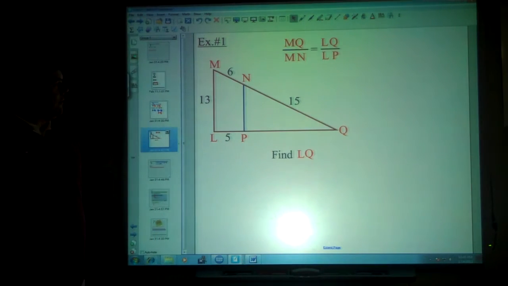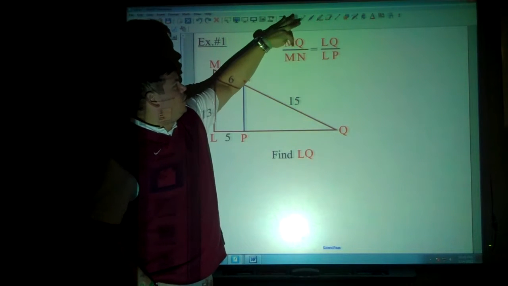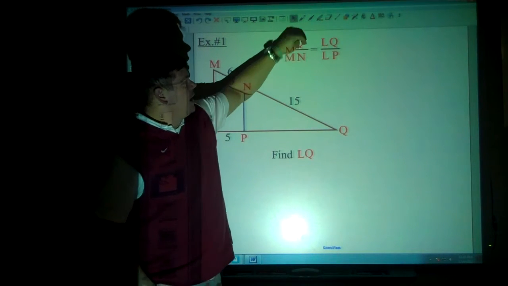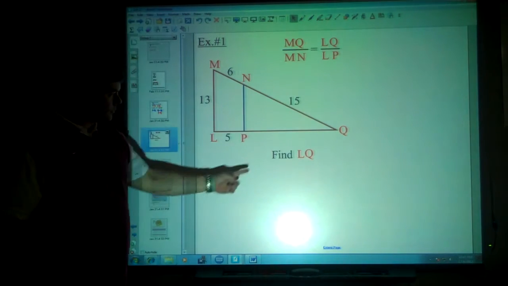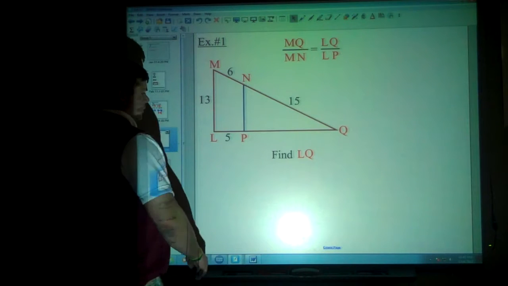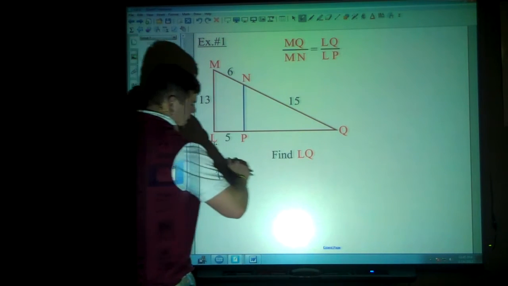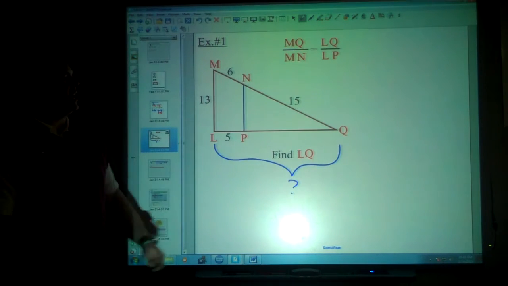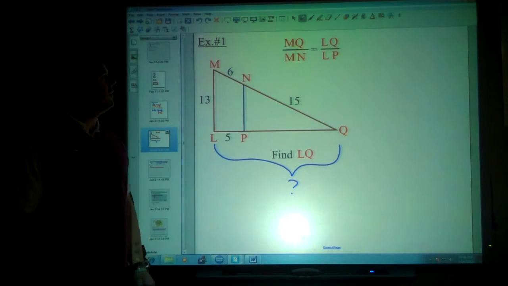Here's a situation where we have a shape, and we know that this is true. The distance from M to Q over M to N, this fraction, is the same as LQ over LP, that fraction. We need to find the distance from L to Q. In other words, we need to know what this is. One of the biggest mistakes is that people use this 6 and 15. But you have to look at the actual values here.